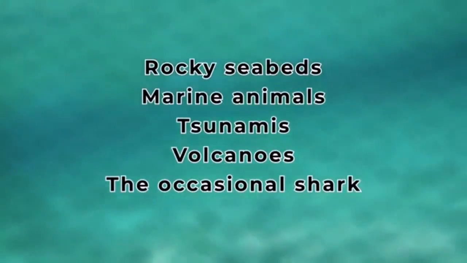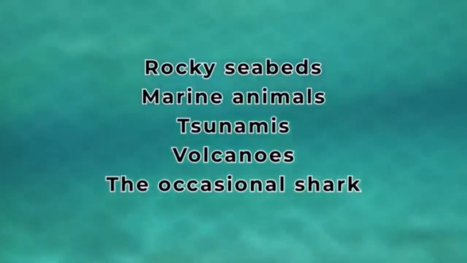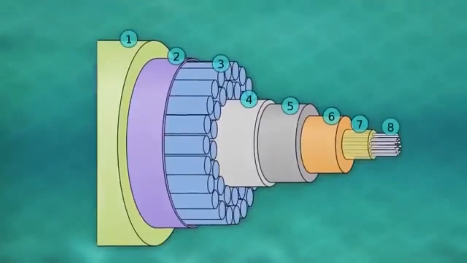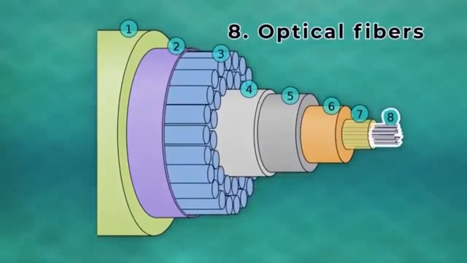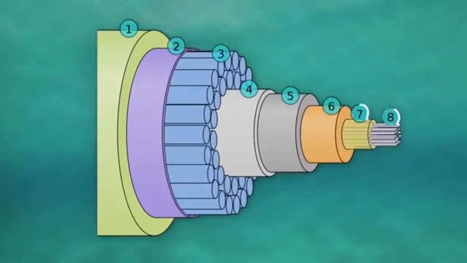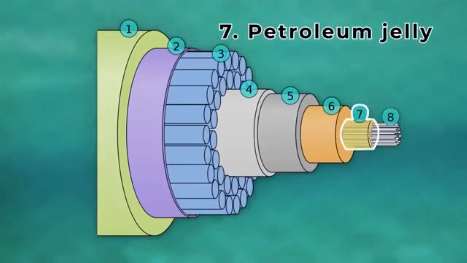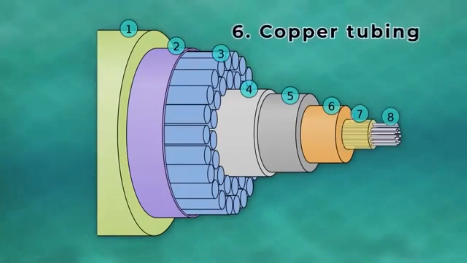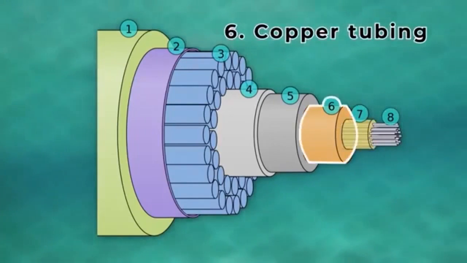As a result of these threats, the majority of the cable's makeup is just for protection. To break it down further, the cable starts with the optical fiber itself, which is the means by which the data is transmitted. These fibers are then coated with petroleum jelly for lubrication and to keep the fiber firmly in place within the larger cable assembly. The next layer is a copper tubing, which is used to not only provide the next layer of protection, but is also used to power the cable.